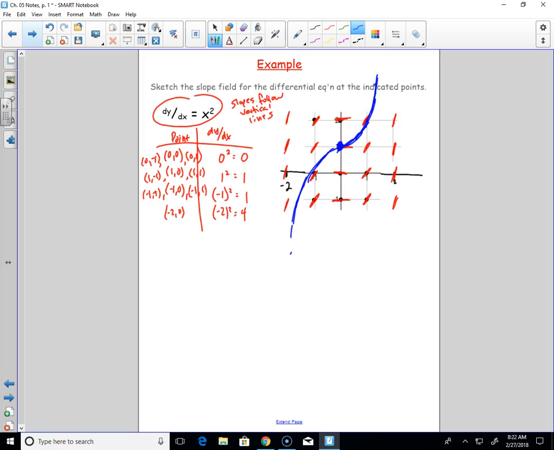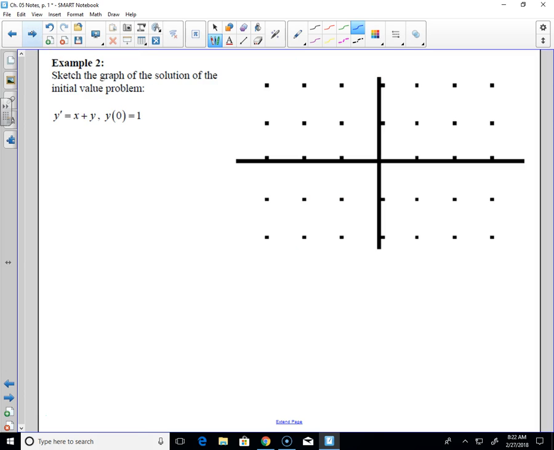Guys, example number 2. Differential equation changed just a little bit. Now you have x plus y. So is this going to follow vertical lines? No. Horizontal lines? No. It's going to be mixed up. Now, this is just our clue. So eventually we're going to follow the flow using that point. But what do we have to do first? Get a slope field.